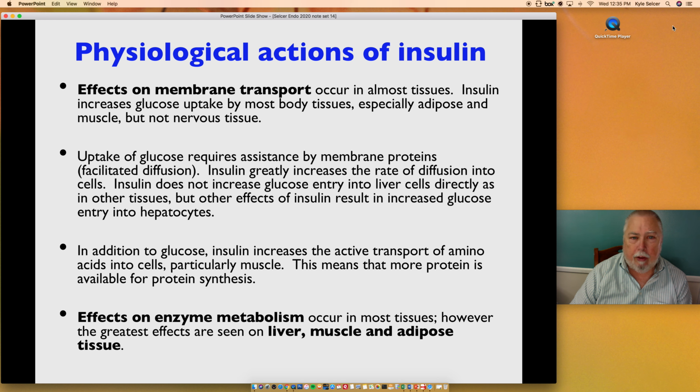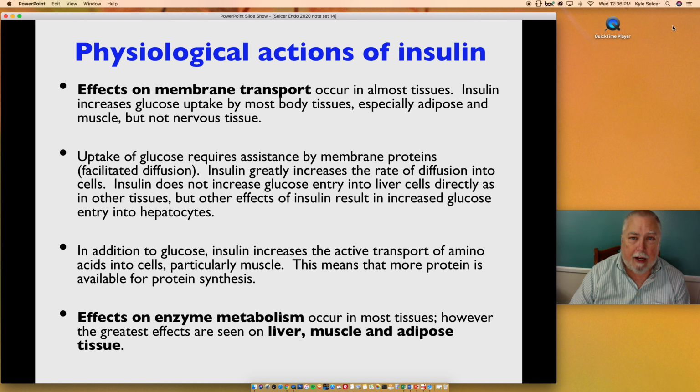The effects on membrane transport occur in almost every tissue. Insulin increases glucose uptake in adipose tissue a lot, muscle tissue a lot. But interestingly, insulin doesn't change glucose transport into nervous tissue, and there's a reason for that. Nervous tissue has a glucose transporter built into it, and there's always enough of it there so the nervous system gets enough glucose. When you're totally running out of glucose in your body, the glucose transporters in the brain can still make sure that it gets enough, even when all the other tissues have been shut off. So your brain is specially protected to make sure that it always gets glucose.